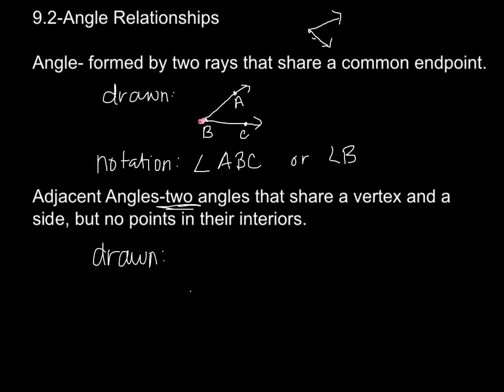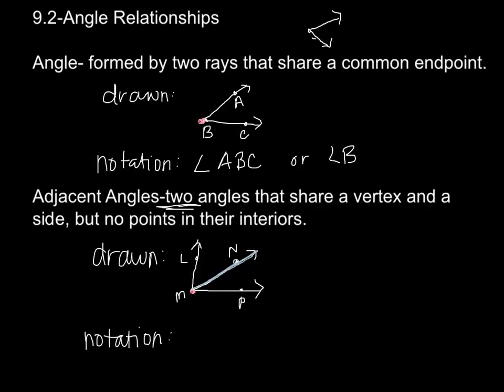If we have an M here, a line that goes up, a line that goes out on forever, we have an L, we have an N, and we have a P. Okay, so they share a vertex, which is at point M. They also share a side right here, that middle one, but no points in their interiors.